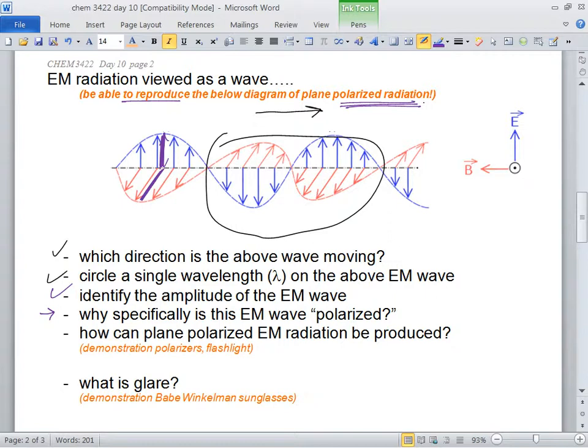Very often we say electric field, and they're talking about the electric field all the time, because that's the most common field that we're going to be talking about. And you'll see why in a little bit. How can plane polarized electromagnetic radiation be produced?